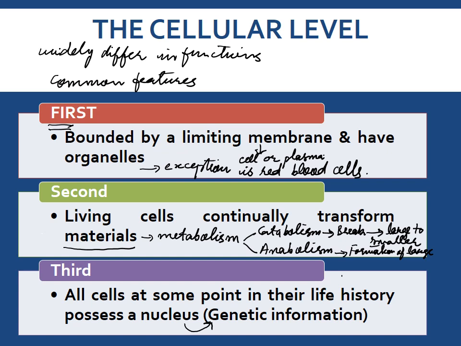The third property of cells is that all cells at some point in their life history possess a nucleus, and the nucleus contains genetic material. At some point means we are talking about red blood cells. Initially, when they are formed, there is a nucleus, but it is gradually eliminated and washed from the red blood cells during their different developmental stages.